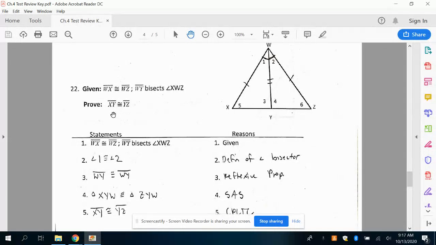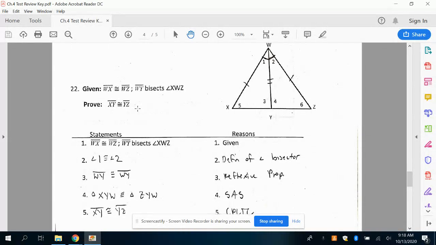XWZ. This time we're proving that parts of our triangle are congruent. We're proving that XY is congruent to YZ. So since you know you're proving parts of the triangle congruent, you can write that down as your last step, right? XY is congruent to YZ, and that's going to be because of CPCTC. So you can always do that. Just remember, that's always going to be your last step if you're proving parts congruent.